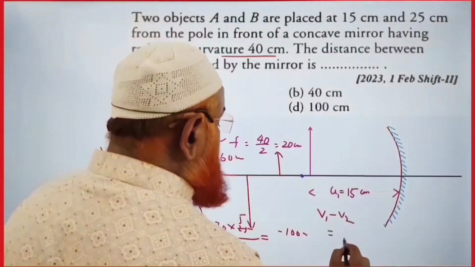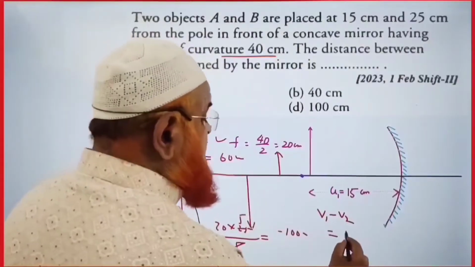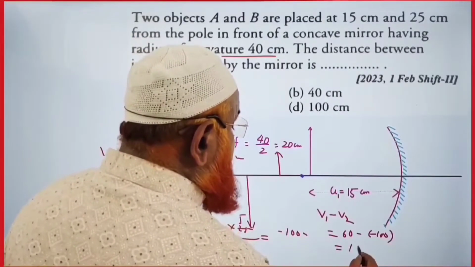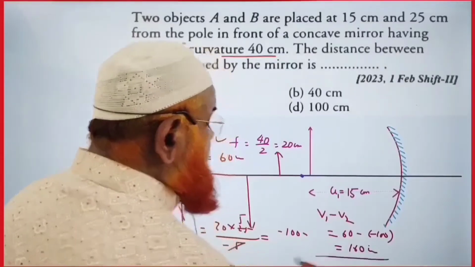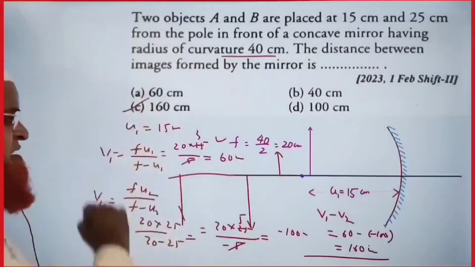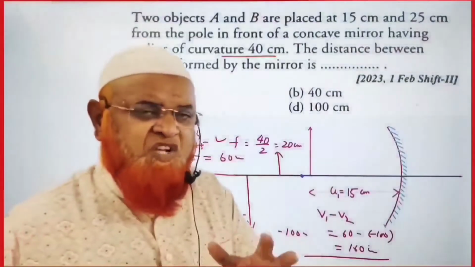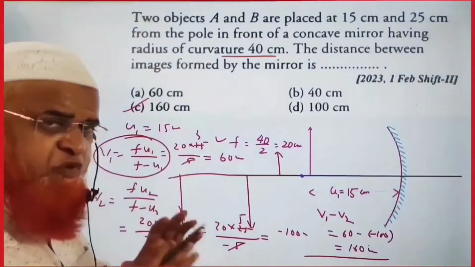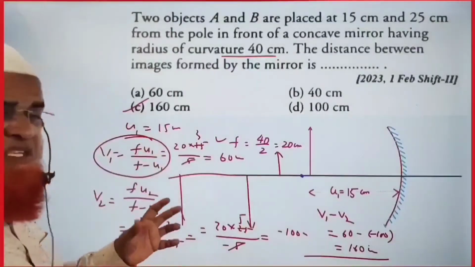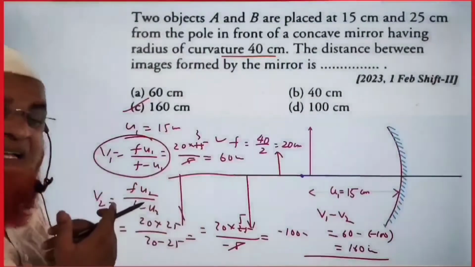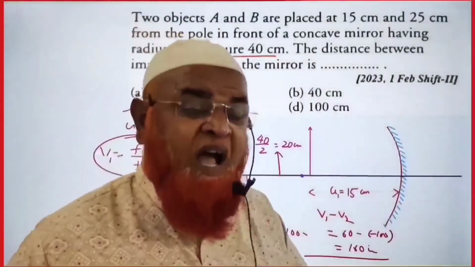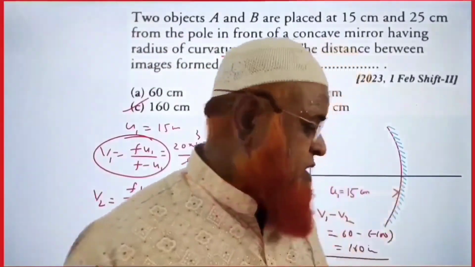You have to subtract these two, v1 minus v2. How much is it going to be? It is 60 minus of minus 100. We will be getting 160 as the answer. 160 centimeters is going to be your answer. That's it. So what is the shortcut formula? Shortcut formula is this one: fu by f minus u. If you remember, in two stages you will get the answers. You just subtract them. Final answer is going to be 160 centimeters. Hope you have enjoyed this shortcut formula. Thank you very much.